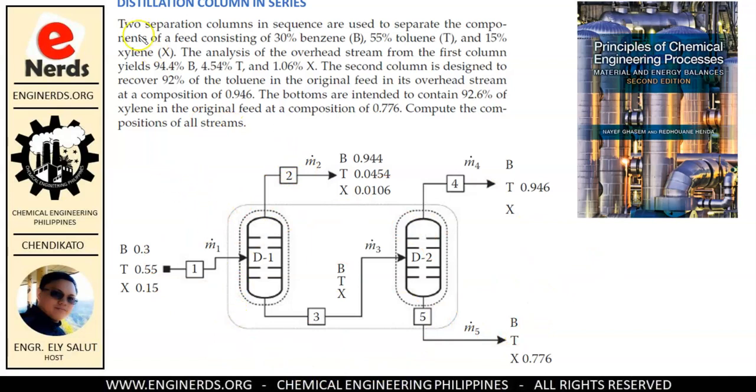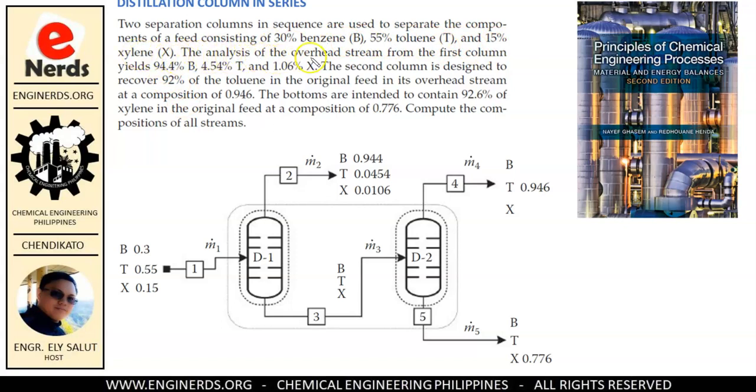So, two separation columns in sequence are used to separate the components of a feed consisting of 30% benzene, which is B, 55% toluene, which is T, and 15% xylene, which is X. Okay, so ito yung codes na gagamitin natin: B for benzene, T for toluene, and X for xylene.